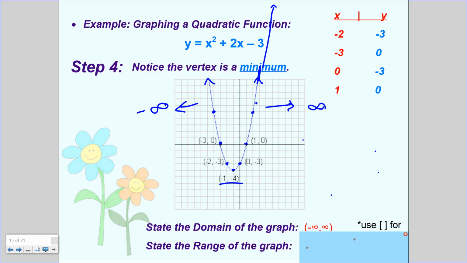So because these are infinities, we use parentheses to show, from least to greatest, that it will go from -infinity to positive infinity. Our range will be a little bit different.